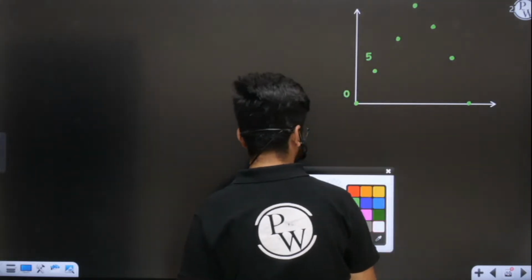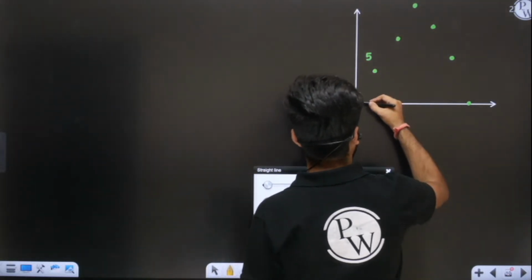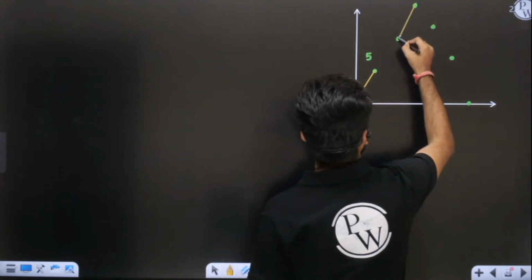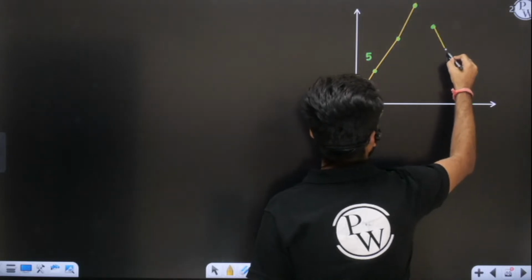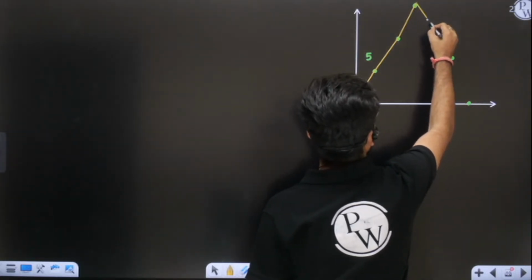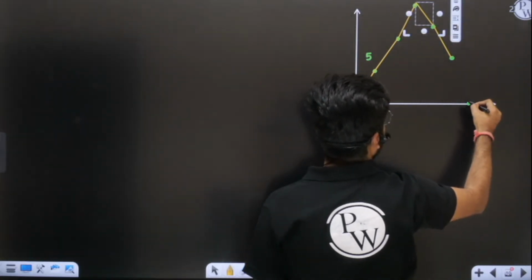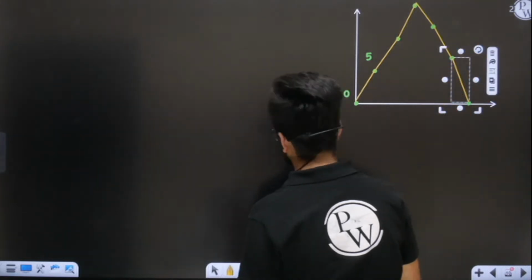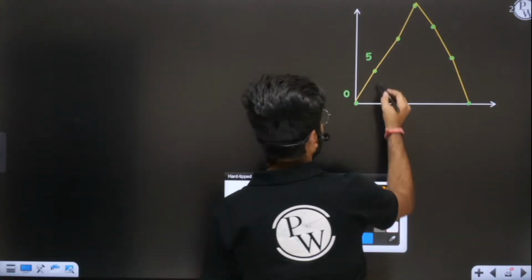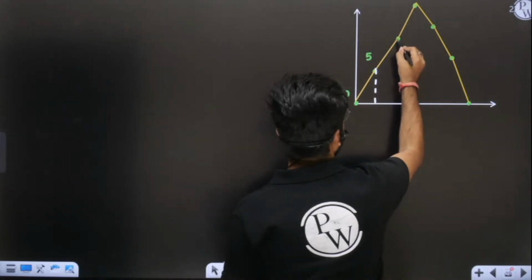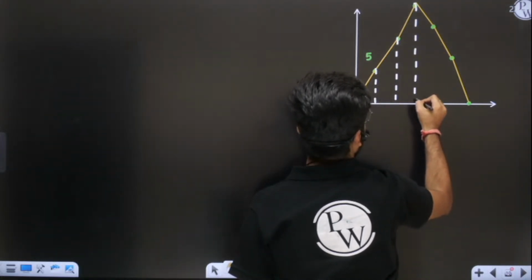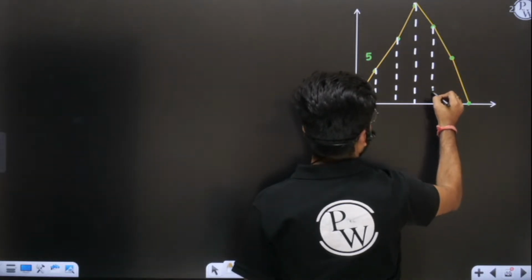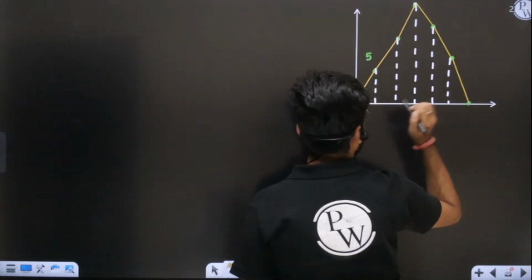See, we have to join them using straight lines, obviously. Okay, we'll join them like this. They are joined like this. So this is your first trapezoid, this is your second trapezoid, this is your third trapezoid. Like this, you have different trapezoids.